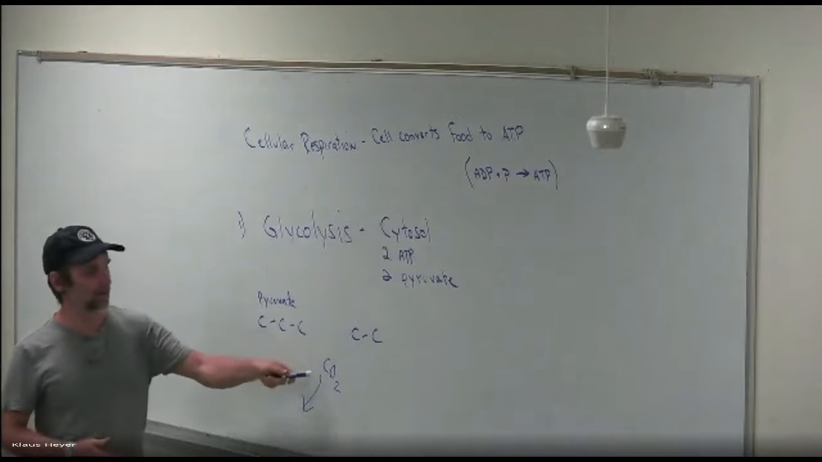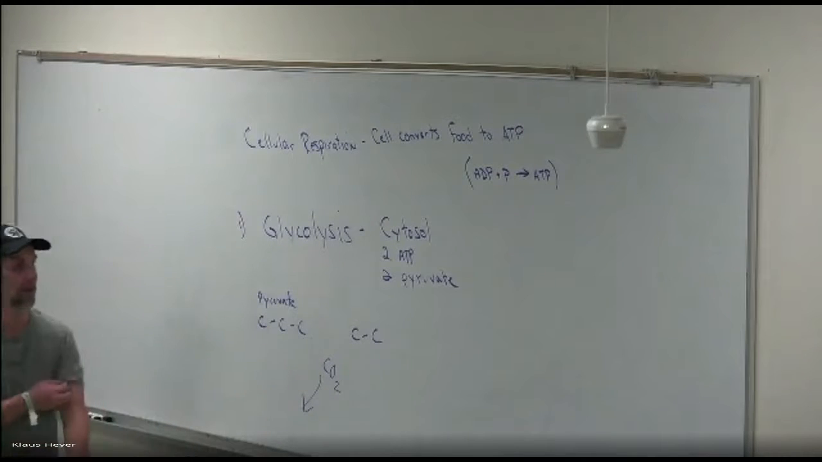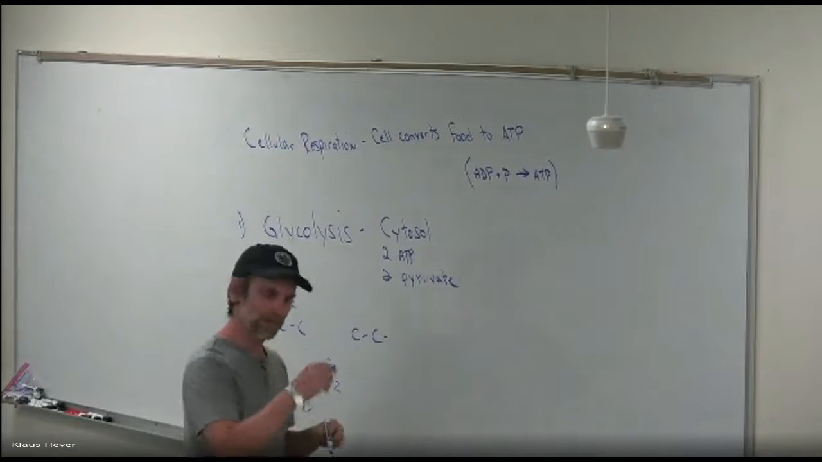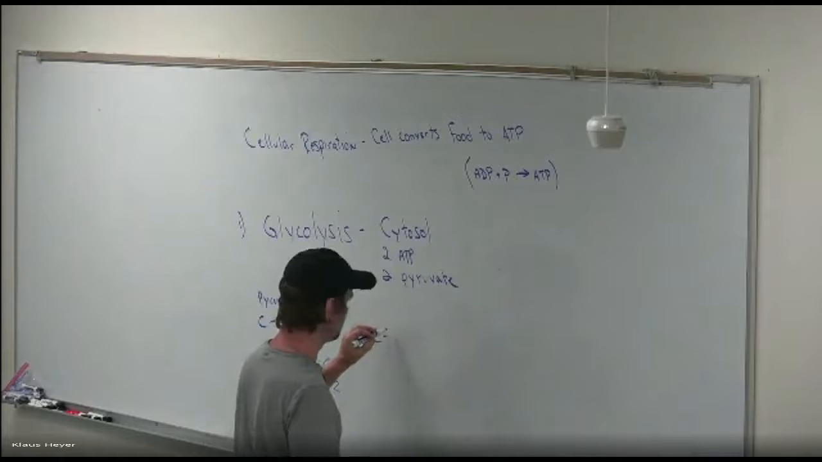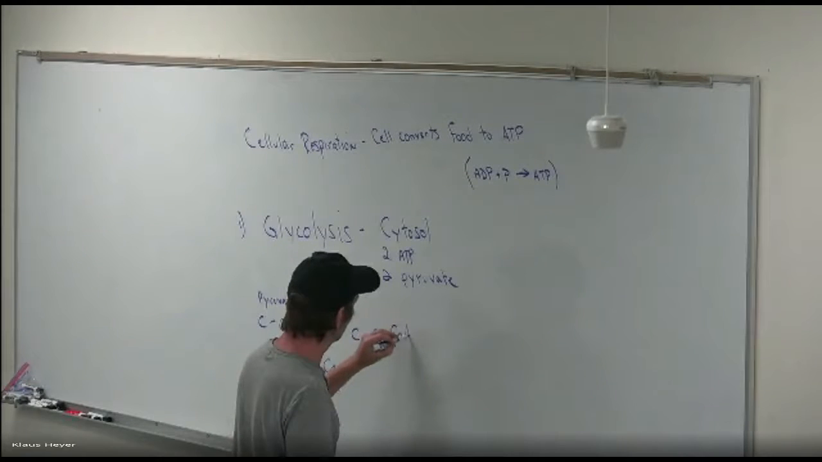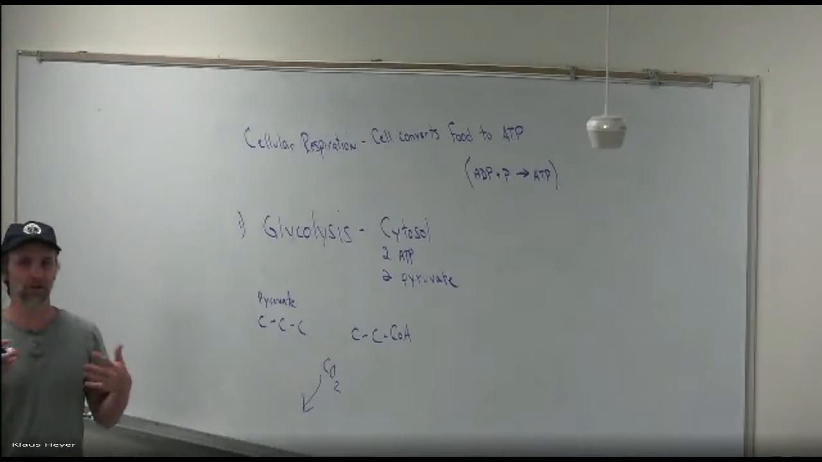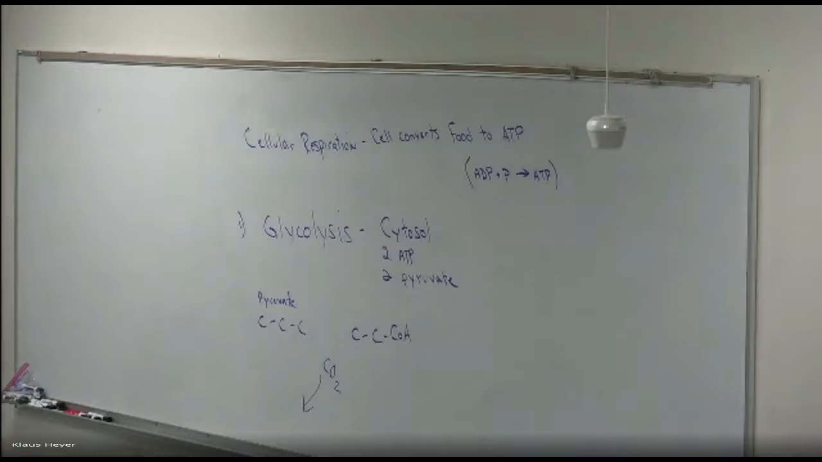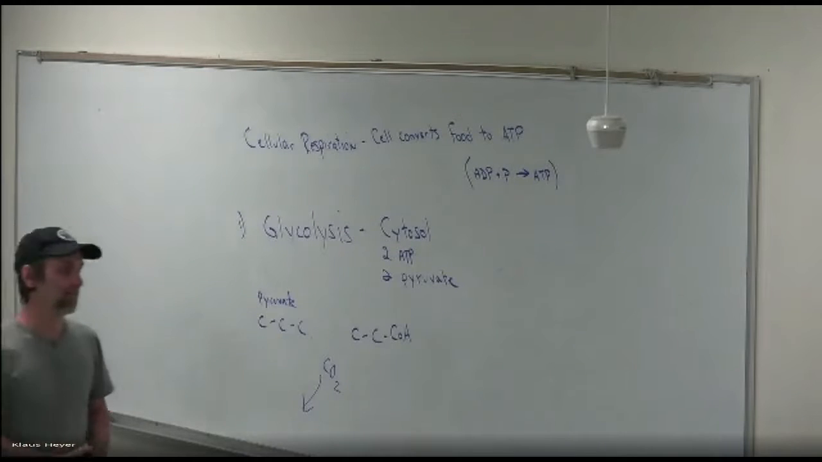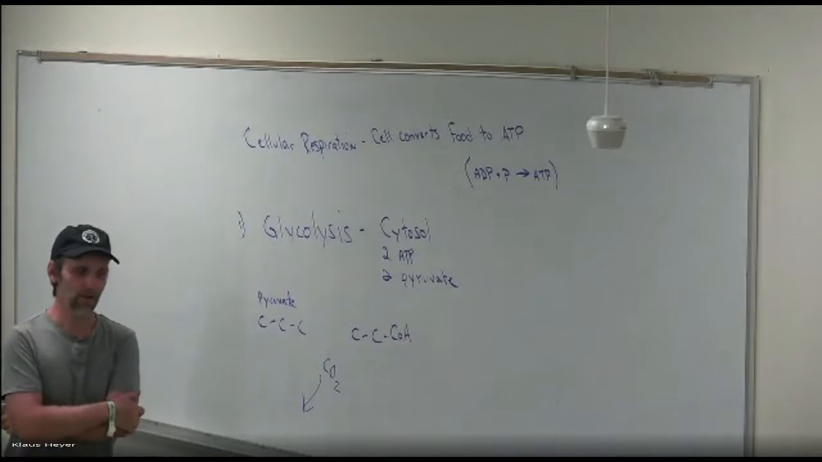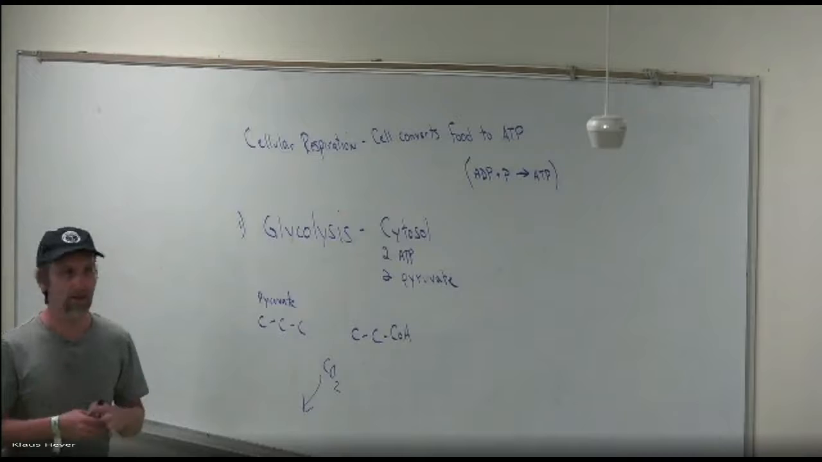This carbon's going off. We're going to breathe it out. Now we're left with these 2 carbons, and there's an enzyme that we're going to attach here called coenzyme A. I'm putting CoA, which stands for coenzyme A. It's just something that's kind of like an enzyme. It's one of your B vitamins. If you ever study nutrition and go over all the B vitamins, they all help here.